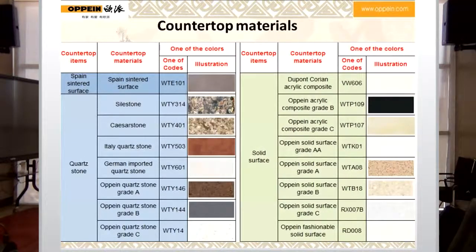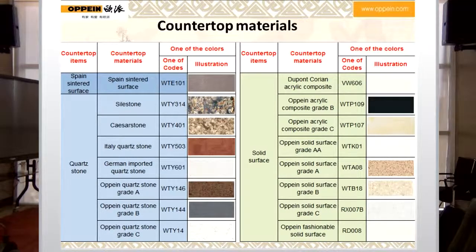Okay, here is a chart. So in the chart, we know we have three kinds of countertop. The first one is Spanish center surface. The second is quartz stone. The last is solid surface.